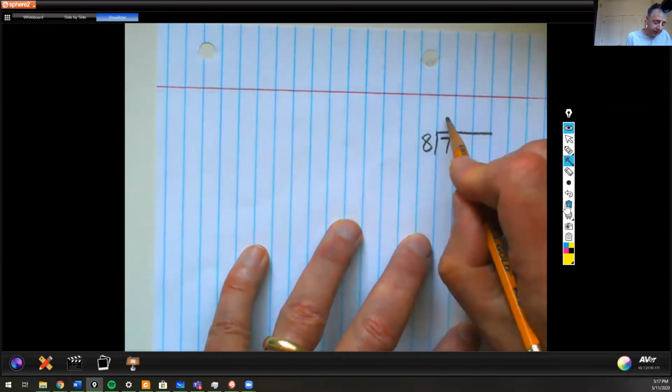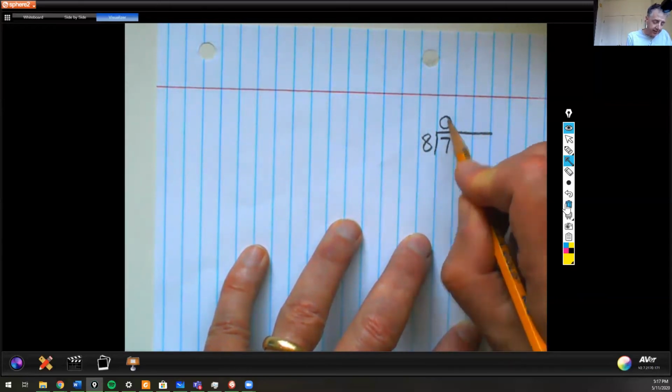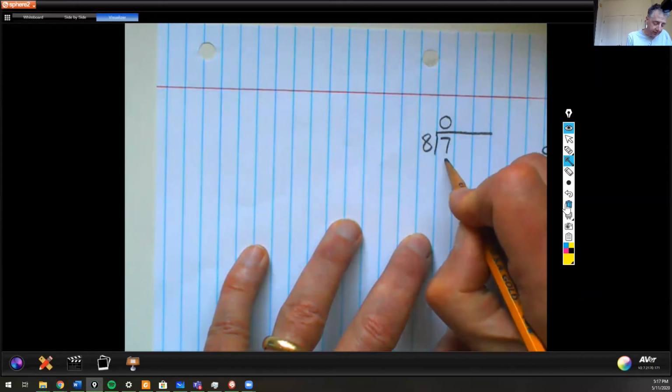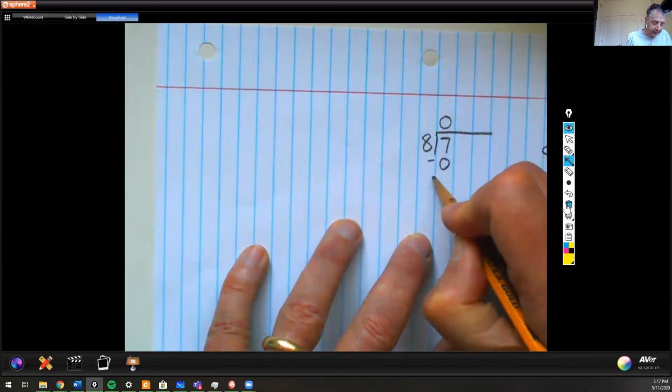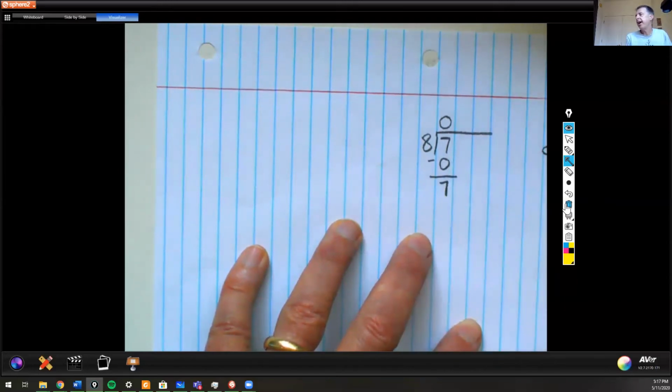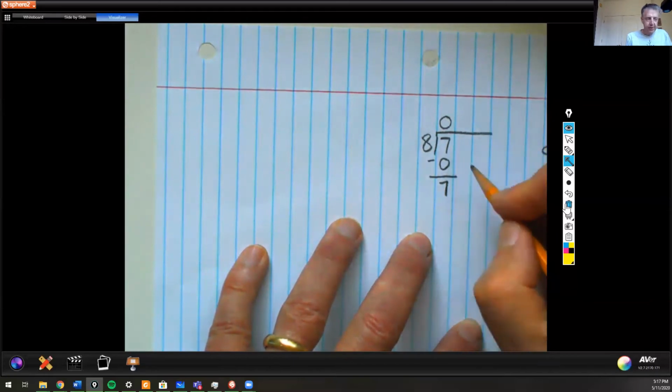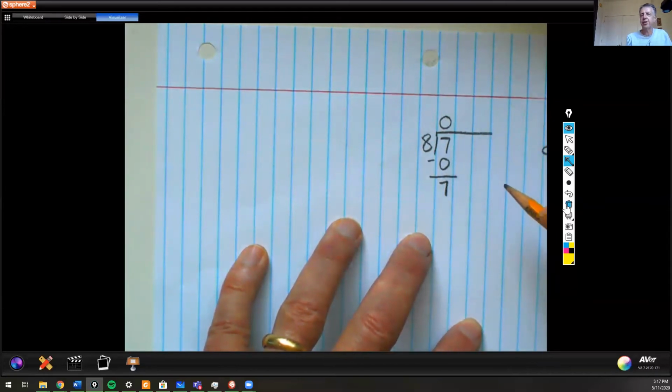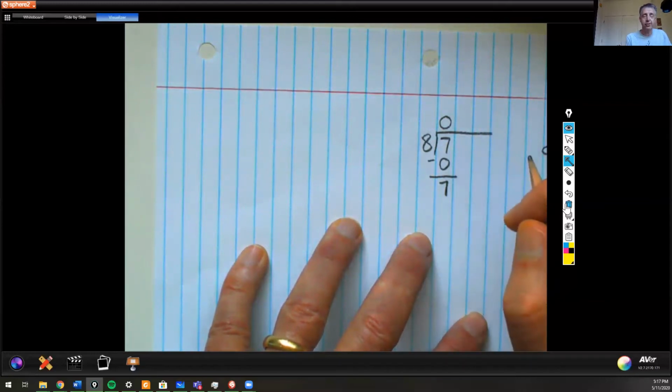8 times 0 is all I can do here. 8 times 0 is 0. I'm going to subtract 7 minus 0, and I'm going to end up with 7 again. Now, I have a remainder, obviously, but because I'm going to be converting a fraction into decimals, I want to go ahead and start adding some zeros and converting this into a decimal.